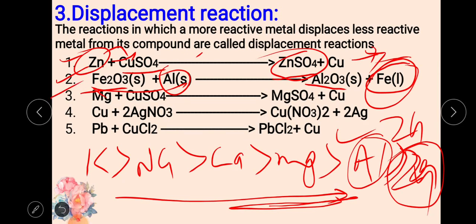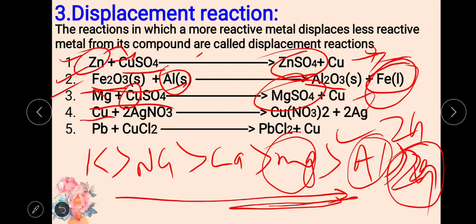Next, the third example: magnesium plus copper sulfate. Magnesium is here, the fourth highest reactive element, while copper is still the least reactive. It easily displaces the copper; it can kick the copper out of its place. So you will get magnesium sulfate plus copper, which deposits and separates.